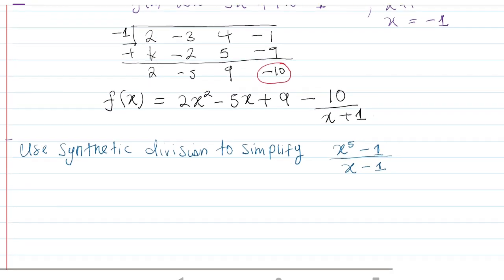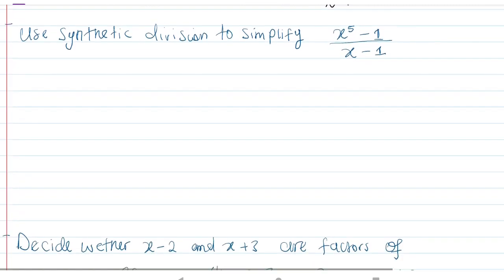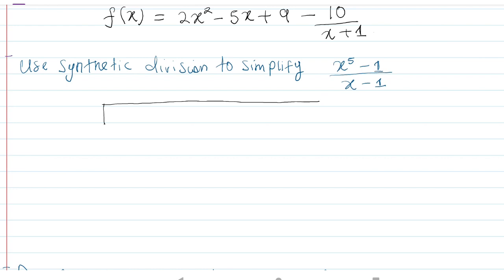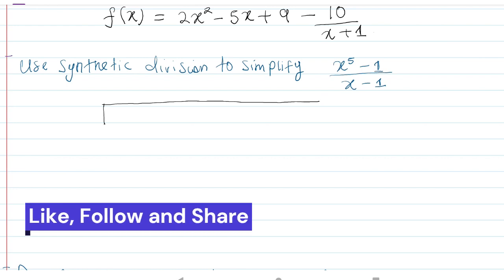Okay, our next question, we want to again use synthetic division to simplify x to the power 5 minus 1 over x minus 1. Okay, so again, we are going to draw that, and you can see that here x minus 1 is equal to 0. Okay, so x is equal to 1, which is our c. So we are going to put 1 here.